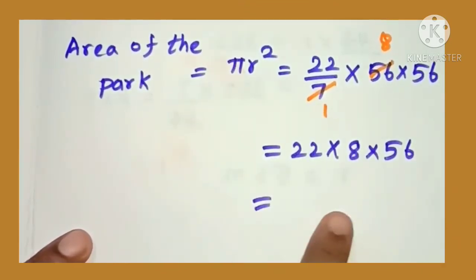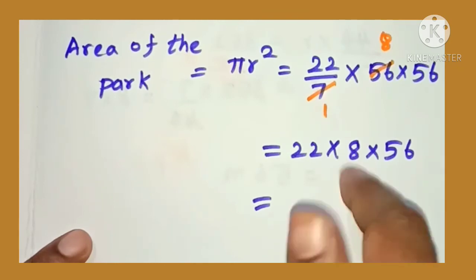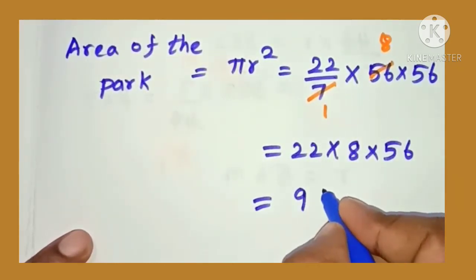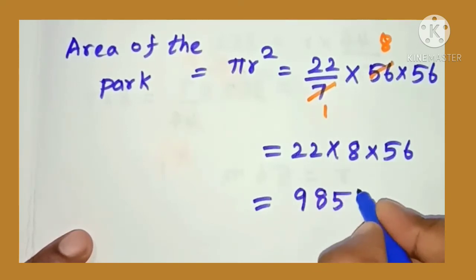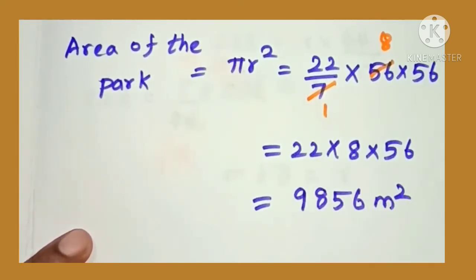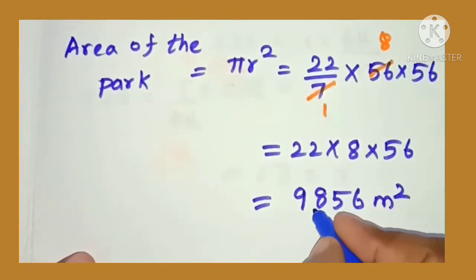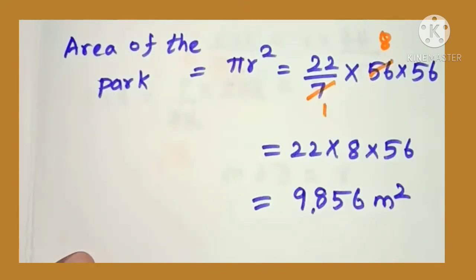Now multiplying these values we get 9856 meter square. So the area of the park is 9856 meter square.